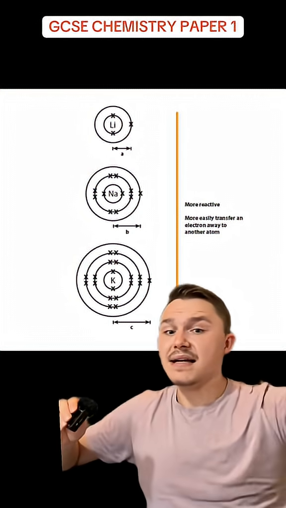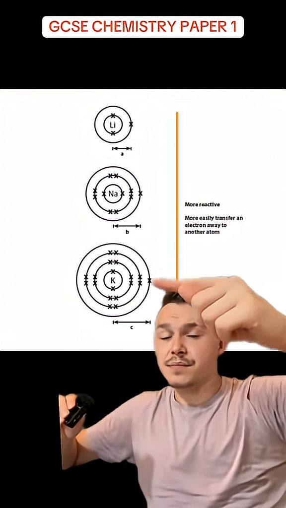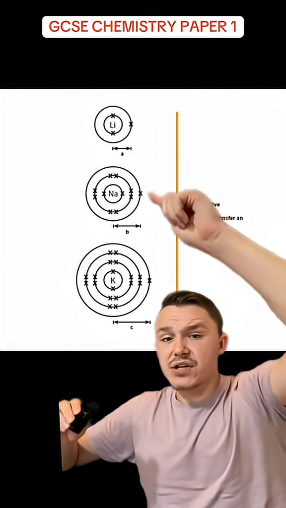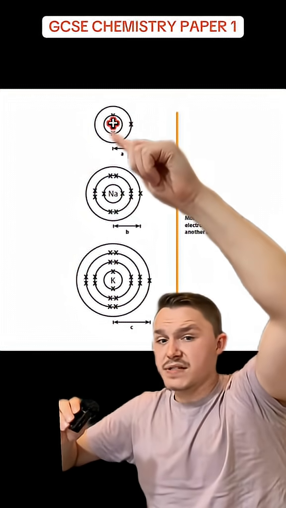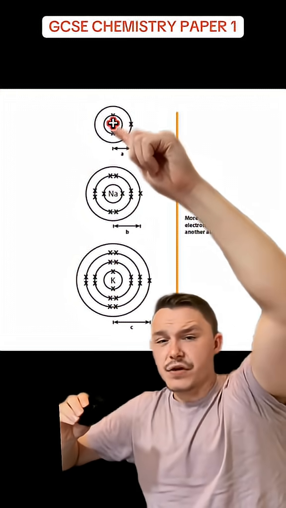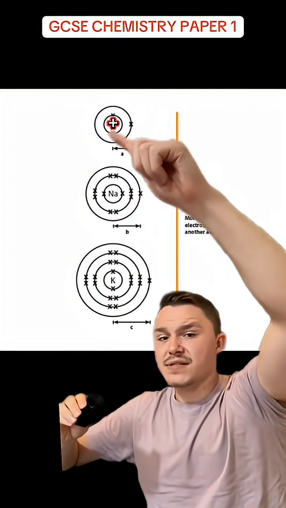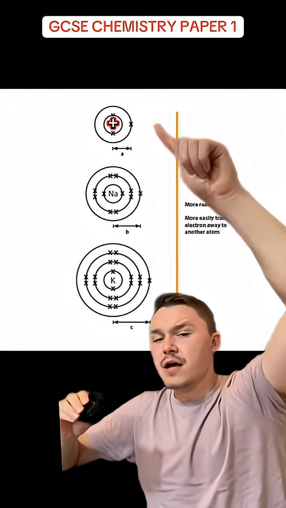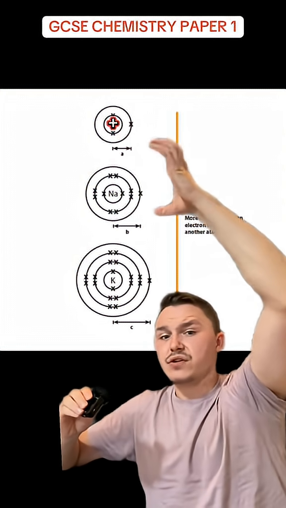And the fact of the matter is, the bigger the atom, the easier it is for them to lose that electron. Why? It's because remember that the nucleus is positive and electrons are negative. So if the nucleus and the electron are really close together, there's an attraction between them. So it's really difficult to lose this electron because it's really close to this positive nucleus, which is keeping it in.